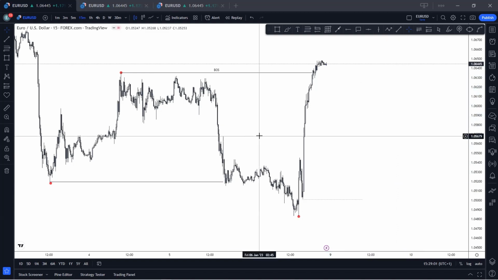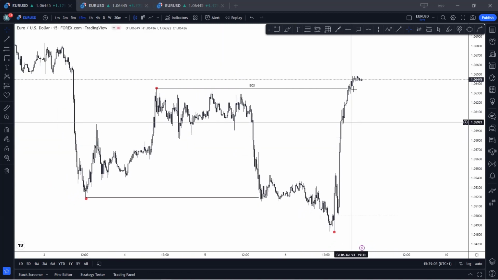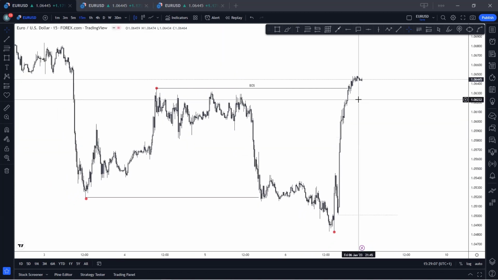Okay, so this is what I'm looking at on the EUR/USD. Basically I'm bullish on the EUR/USD because I'm bullish on the daily, on the 4 hours, and on the 15 minutes.